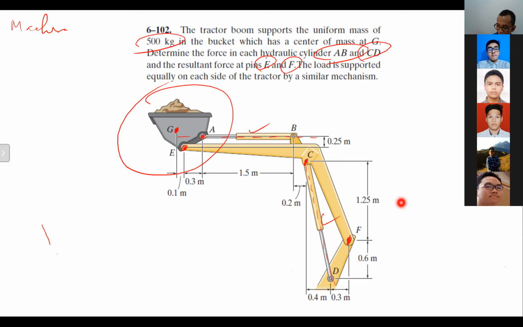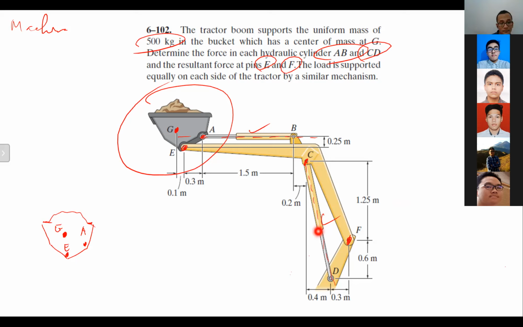Can you help me to finish this particular free body diagram? So if I want to draw it, I draw it like this, right? This is the bucket, and the mass as well. This is the free body diagram. This is the point G, the center of gravity. And this is point A, and this is point E.